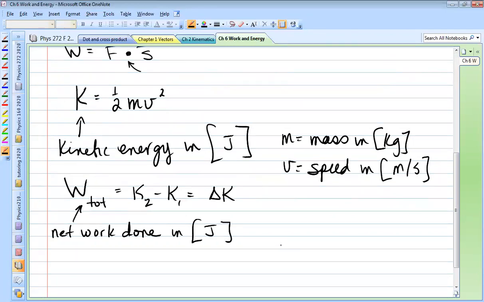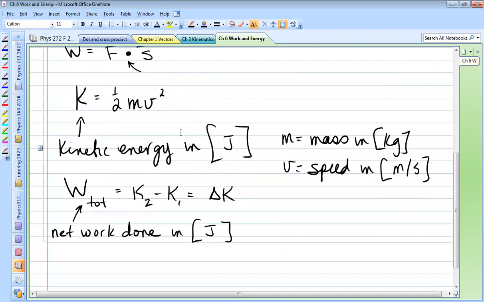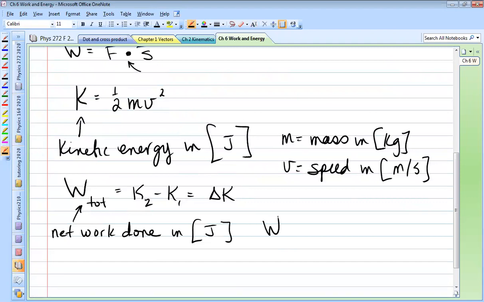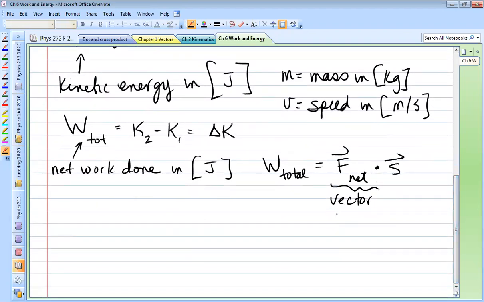Now, it's much easier to add up all the works because they're scalar quantities than it is to add up all the forces to get the net force. But if you like adding up vectors, then you could use that the total work done would be F net dot displacement. But this would require a vector addition, and usually vector additions are not nearly as easy to do as scalar additions. So beware of using that form.